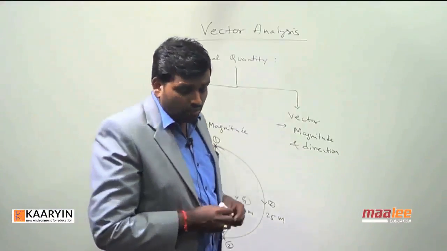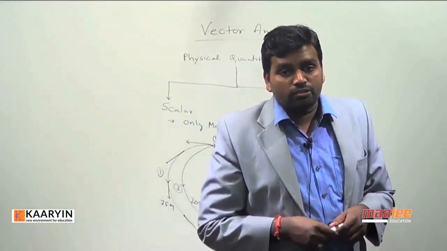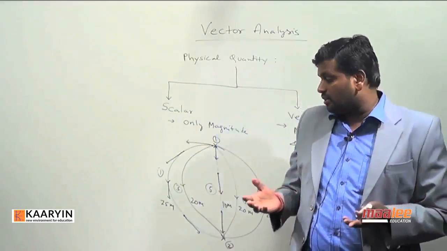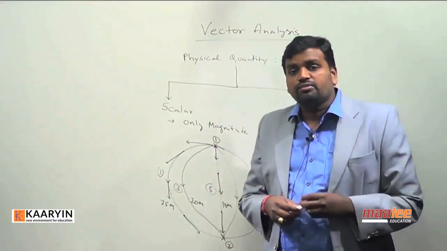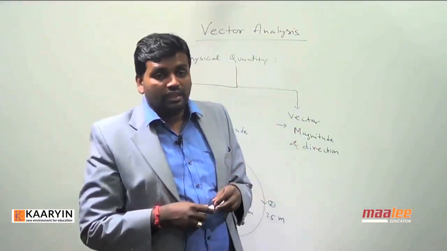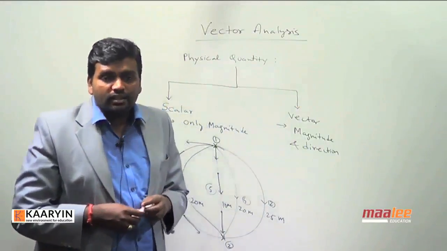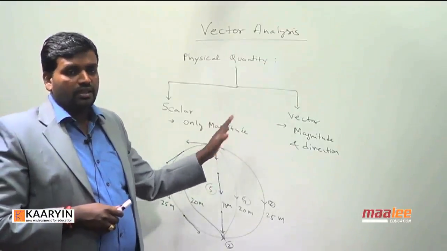So, we can say the quantities for which only magnitude is defined and direction is not defined are scalar quantities, and the quantities for which both magnitude and direction are defined, we say those quantities are vector quantities. So, this is the basic fundamental difference between scalar and vector quantity.